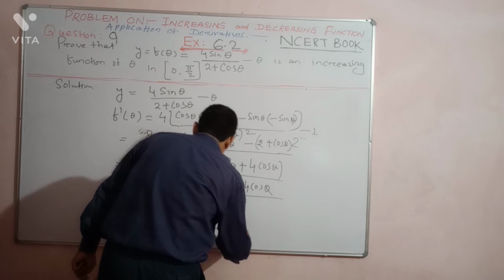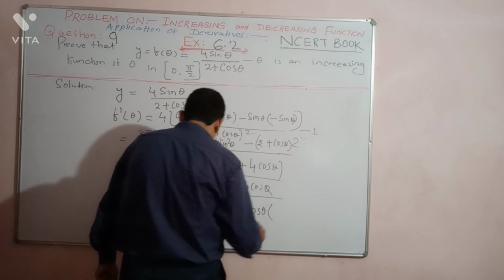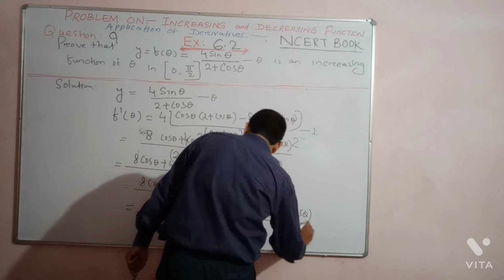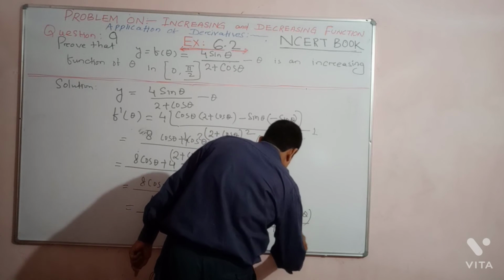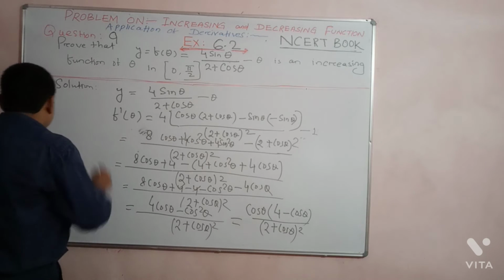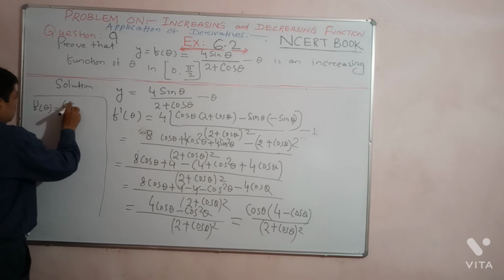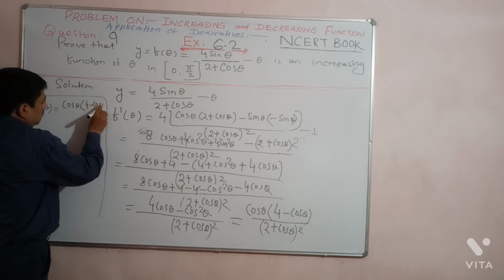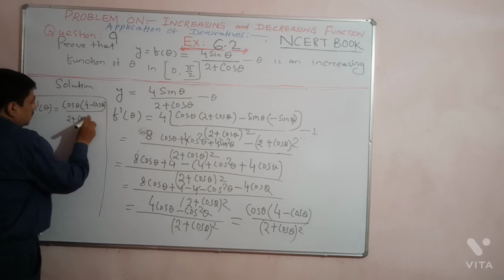Then that's equal to, you see, cos theta you can take common, cos theta whole into 4 minus cos theta divided by 2 plus cos theta whole square. Is it clear? So we got f dash theta finally is equal to cos theta whole into 4 minus cos theta divided by 2 plus cos theta whole square.